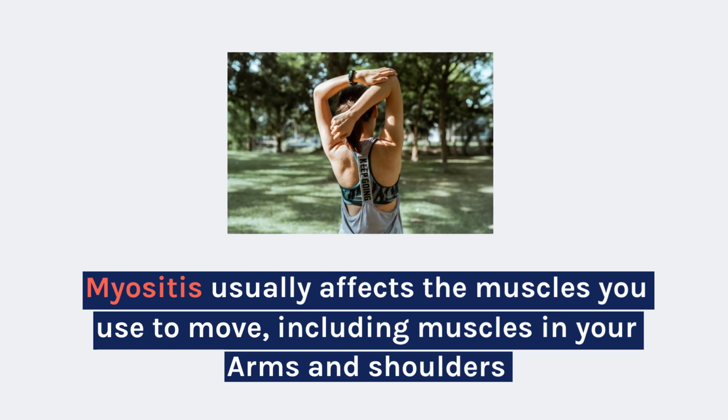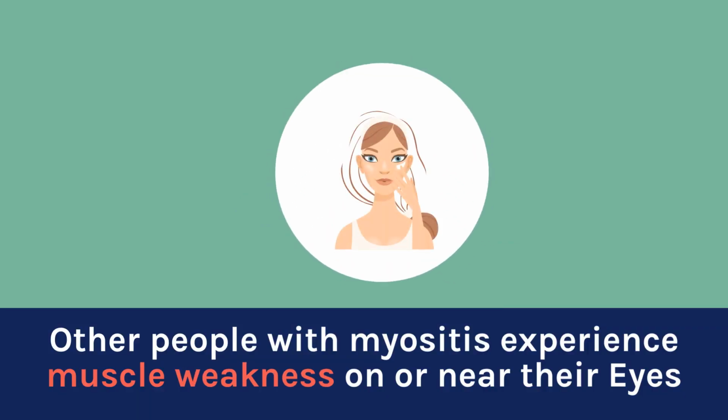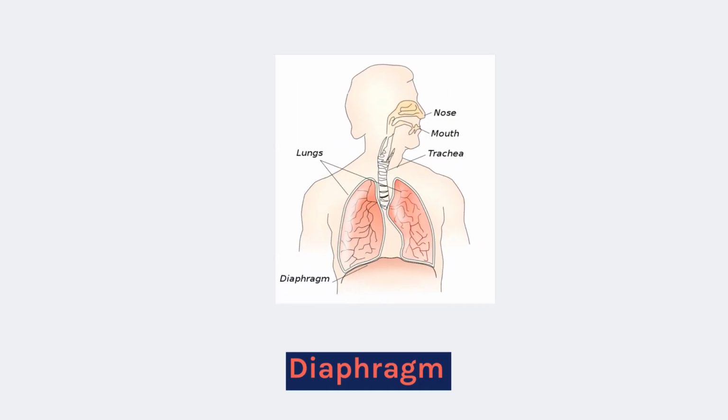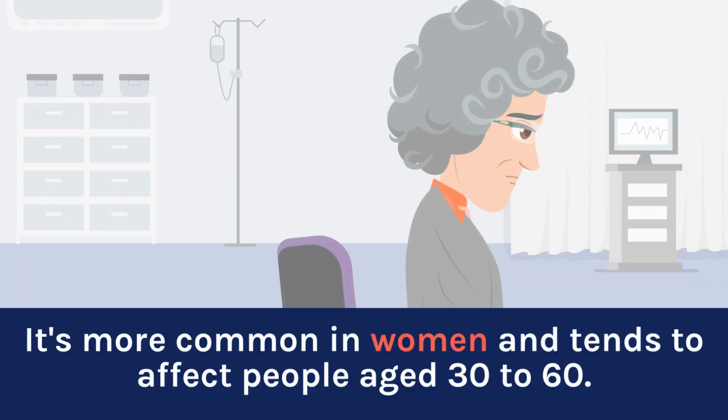Myositis usually affects the muscles you use to move, including muscles in your arms and shoulders, legs and hips, abdomen and spine. Other people with myositis experience muscle weakness on or near their eyes, esophagus, diaphragm. There are different types of myositis, including polymyositis, which affects many different muscles, particularly the shoulders, hips and thigh muscles. It's more common in women and tends to affect people aged 30 to 60.